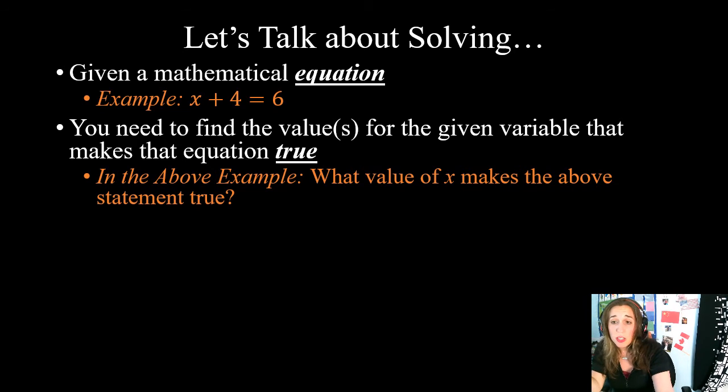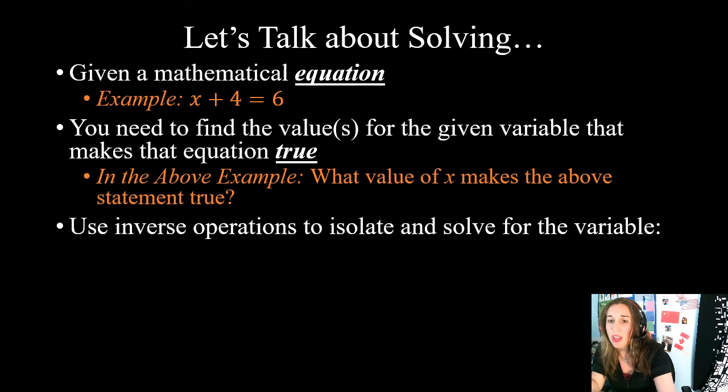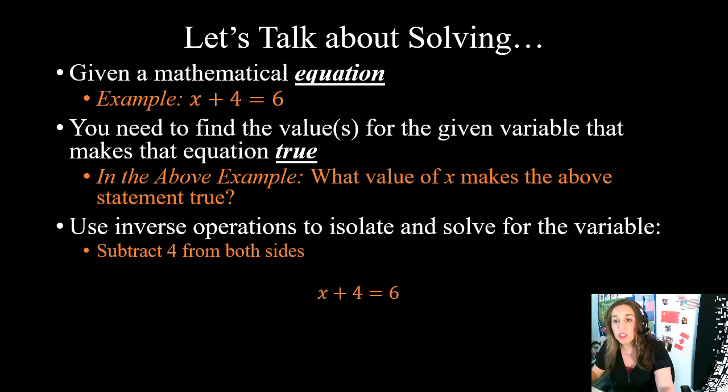So in this above example, we're saying what value of x makes the above statement true. That's what we're solving for. We're solving for x. How do we do that? We use inverse operations to isolate the variable and solve. So what does that mean? That just means we want the variable on one side of the equal sign, and we want everything else to be moved over to the other side. That's what you're doing when you're solving, okay? So in this particular example, we have x plus 4 equals 6. We want just x on one side, so we have to get rid of this 4.